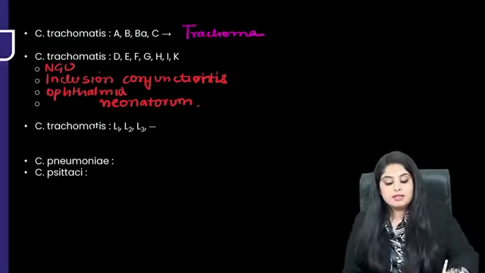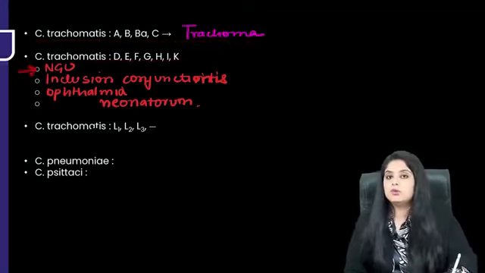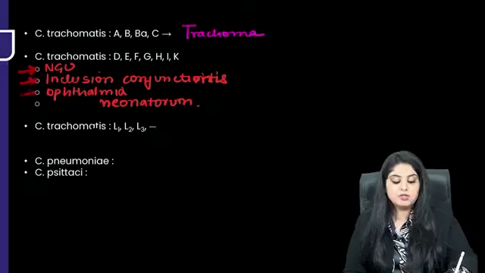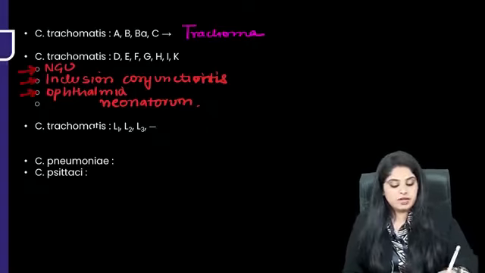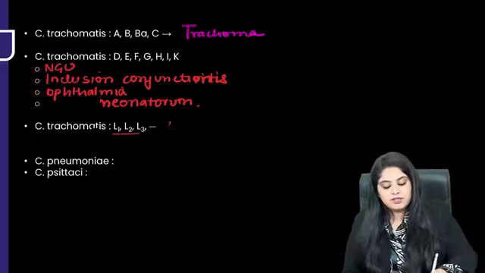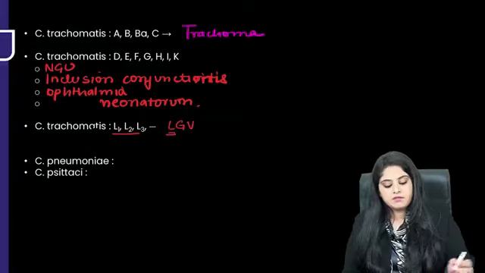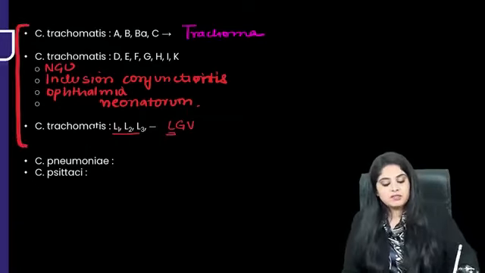So remember that trachoma, A, B, B, C causes trachoma only, but from D onwards, they first cause an NGU, non-gonococcal urethritis, from there inclusion conjunctivitis, and in neonates, ophthalmia neonatorum can happen. Now we come to the serotypes L1, L2, L3. Common sense, L1, L2, L3 will cause L for lymphogranuloma venereum. These were all the trachomas that you had to know.